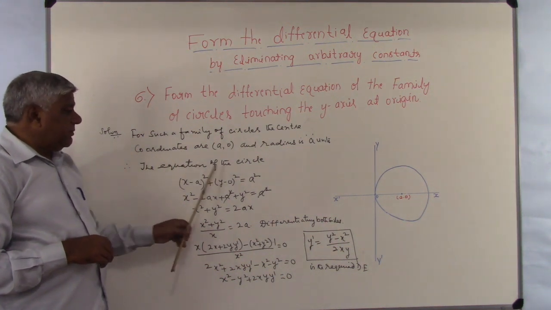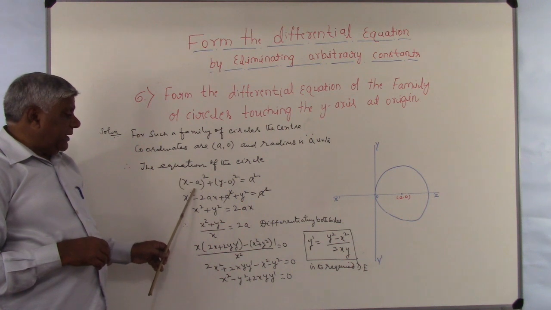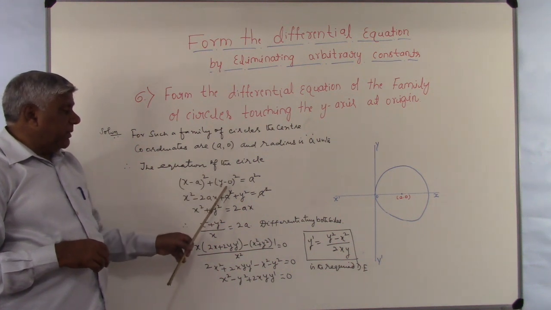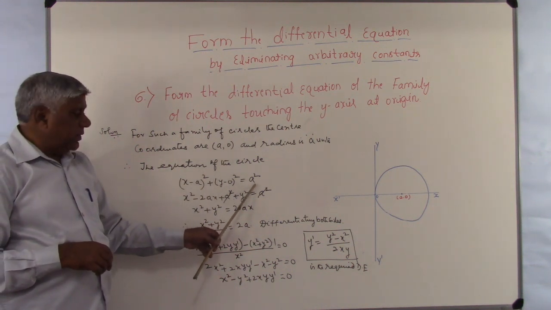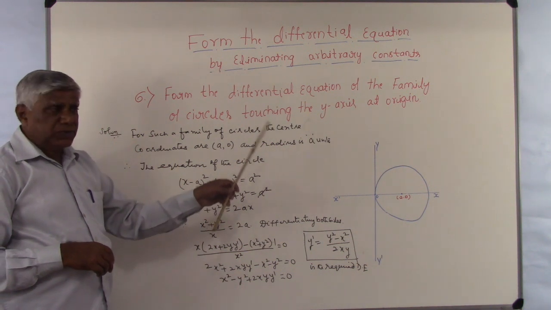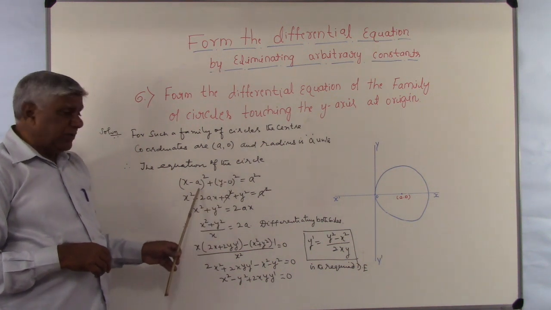Now the equation of the circle becomes x minus a whole square plus y minus 0 whole square is equal to a square. That is, x square plus y square is equal to a square. Same formula we have applied here.